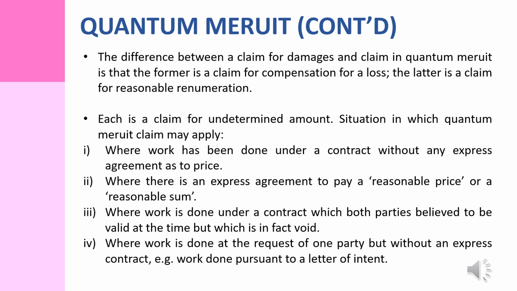Each is a claim for an undetermined amount. Situations in which quantum meruit claims may apply: where work has been done under a contract without any express agreement as to price, where there is an express agreement to pay a reasonable price or a reasonable sum, where work is done under a contract which both parties believe to be valid at the time but which is in fact void, and lastly, where work is done at the request of one party but without an express contract, for example, work done pursuant to a letter of intent.